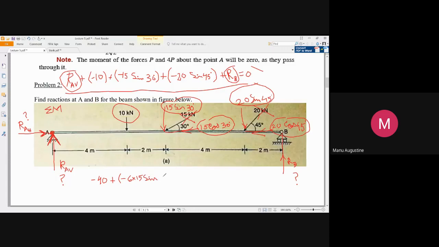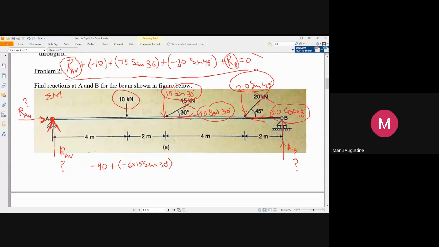Did you understand this? This is the moment. If anyone did not understand the moment I have written, please tell me. Why did I take 6? 15 sine 30 is acting at a distance of 6 meters. 15 sine 30 itself is the force. Why did I take the minus sign? Again, if you apply the rocket logic, it is a clockwise moment, and clockwise moments are negative. So this is a minus sign.